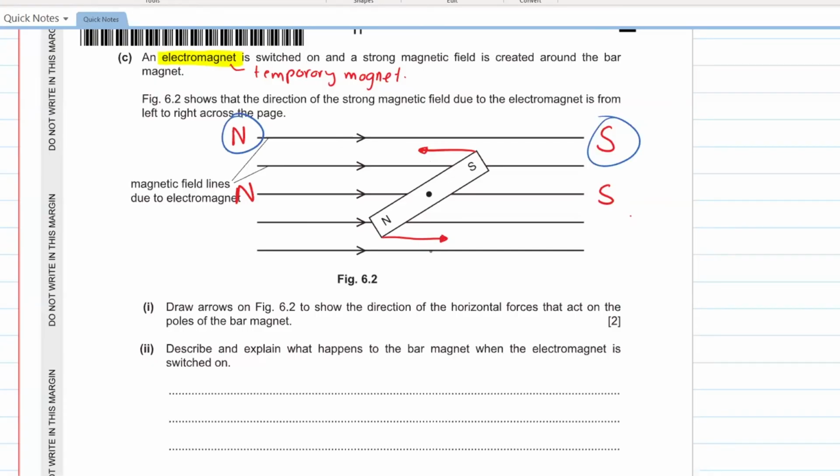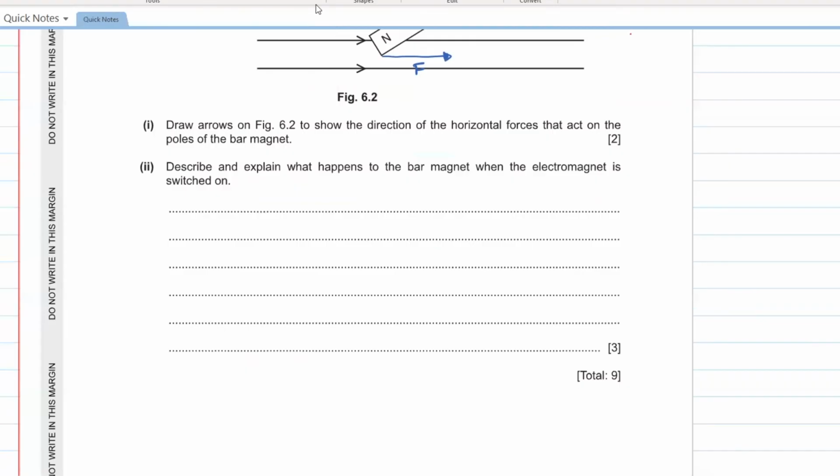Is this question clear, beta? Is part C 1 clear? Is this question clear to you guys? This is your force F. Perfect. One second, let me see. Not clear. Describe and explain what happens to the bar magnet when the electromagnet is switched on.